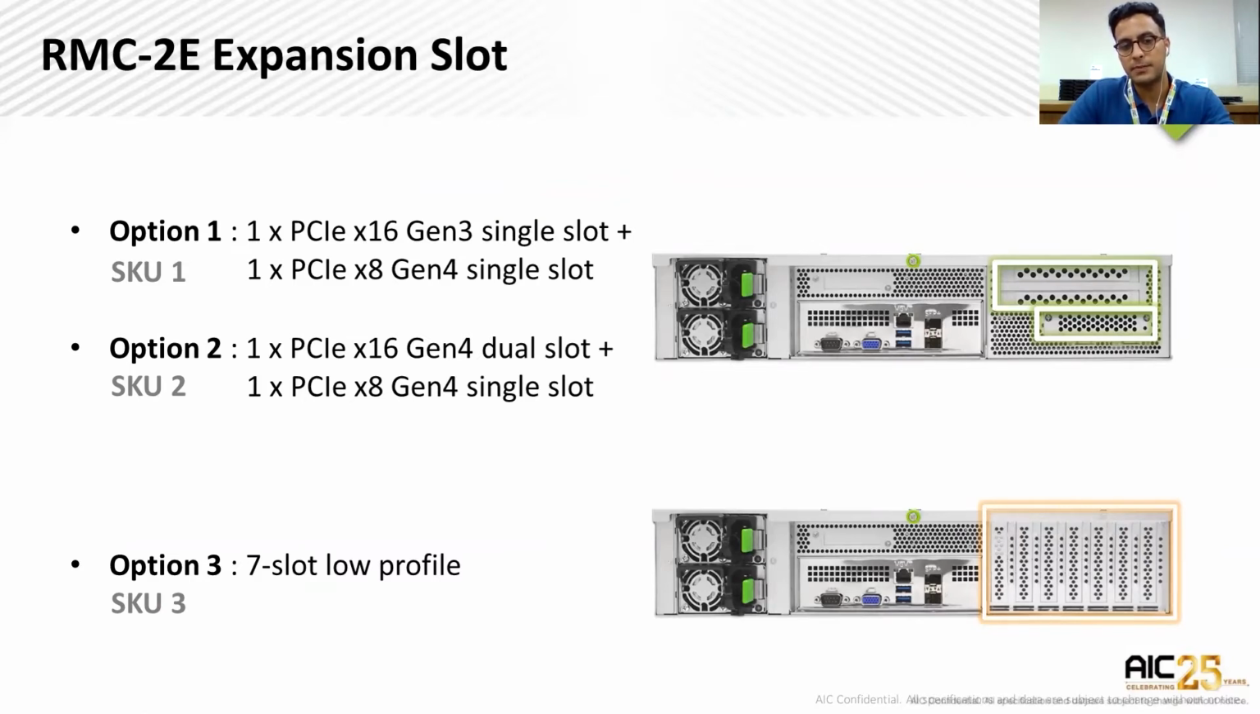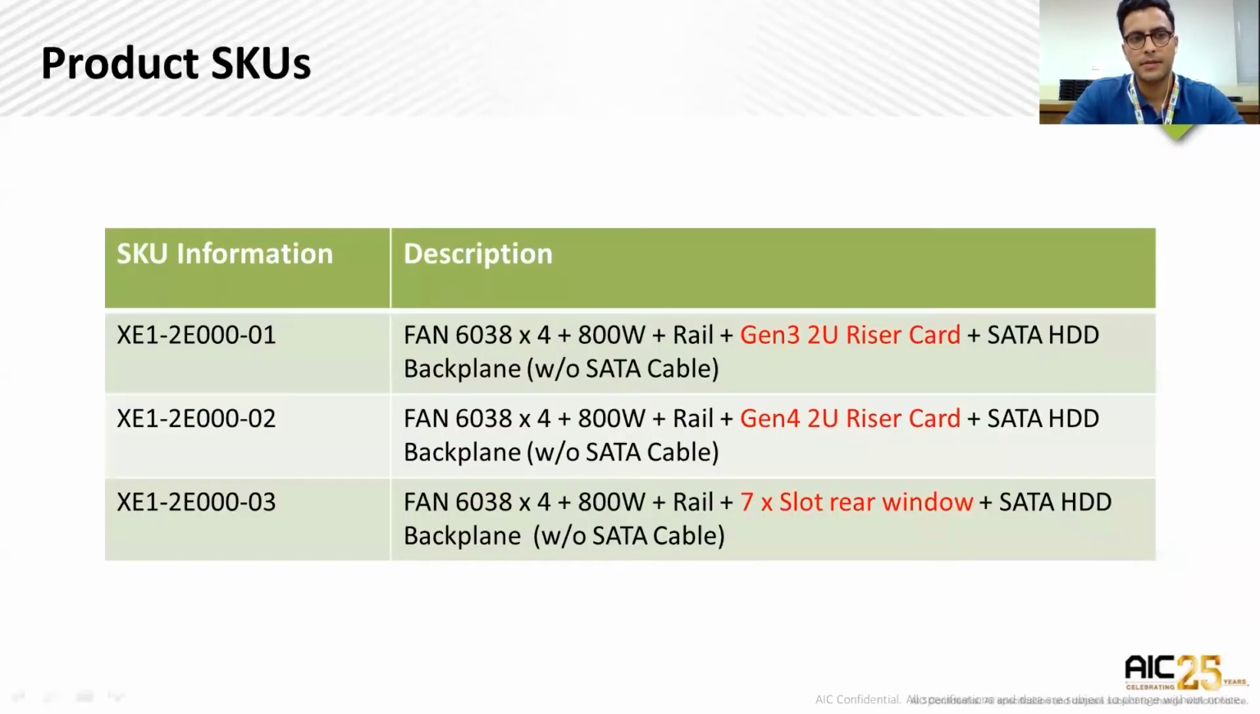For the needs of multiple half height, half length, you can choose SKU3, which has 7-slot low profile rear bracket. Here is the ordering information with 3 product SKUs that I just mentioned.